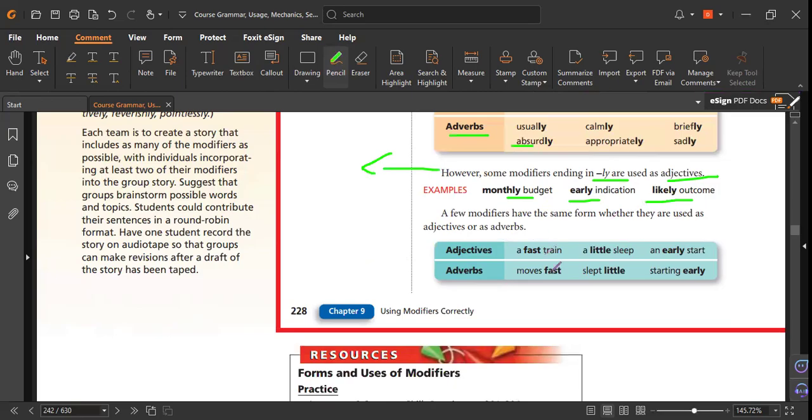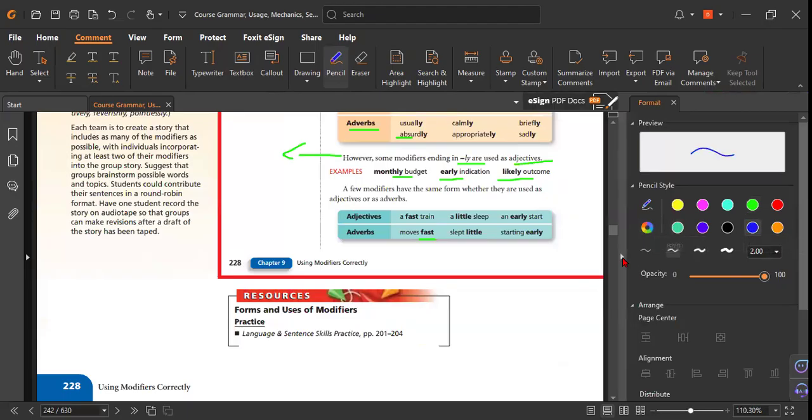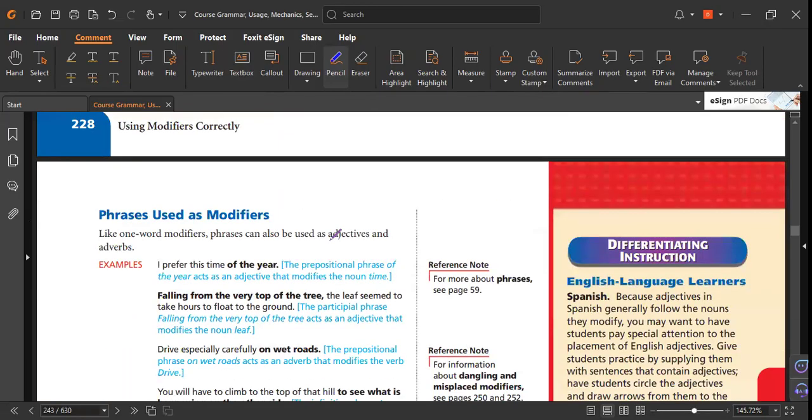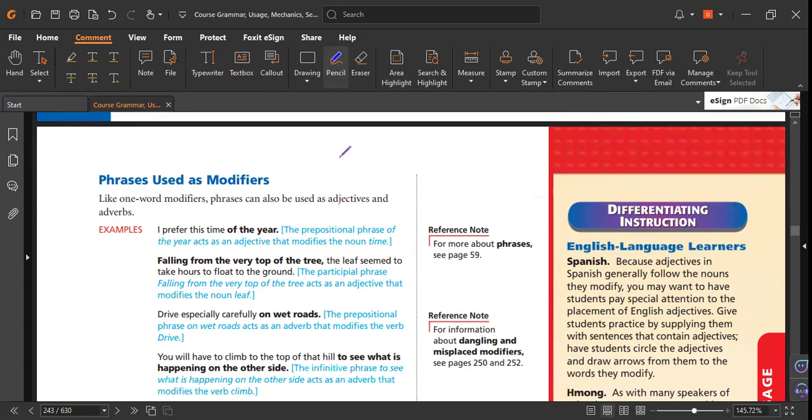Here it's the same spelling. It can work as an adjective or adverb. Here it's an adjective, a fast train. Here it is an adverb, moves fast. The same spelling. He slept little, a little sleep. So the same spelling takes two jobs. In the example, change the placement of the word and then check the meaning.